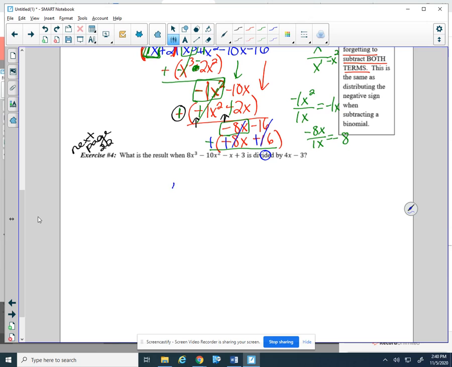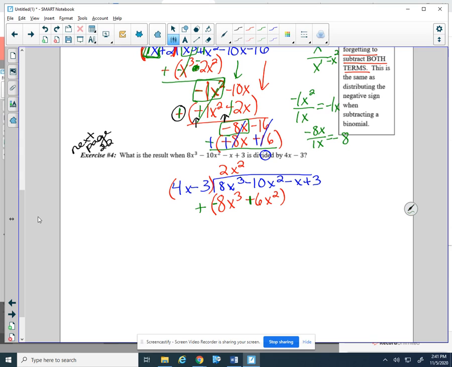So here I'm saying how many times does 4x minus 3 go into 8x cubed minus 10x squared minus x plus 3. So 4x goes into 8x cubed 2x squared times, and then I'm going to multiply, so that gives me 8x cubed minus 6x squared down here. Distributing my negative sign, that's going to give me positive, negative, and then this is going to change to a positive.